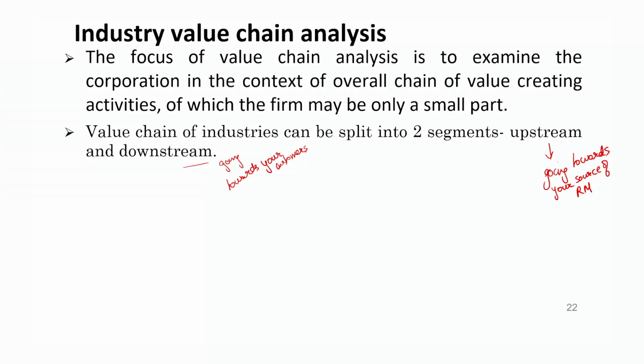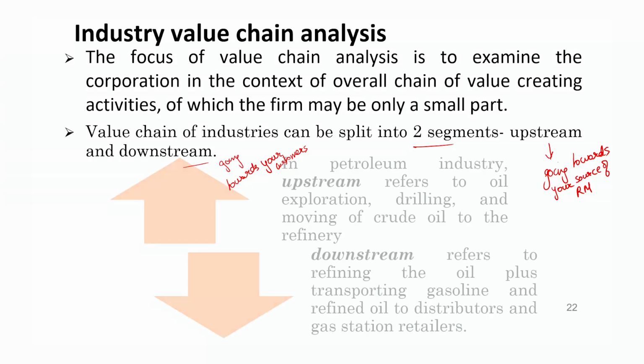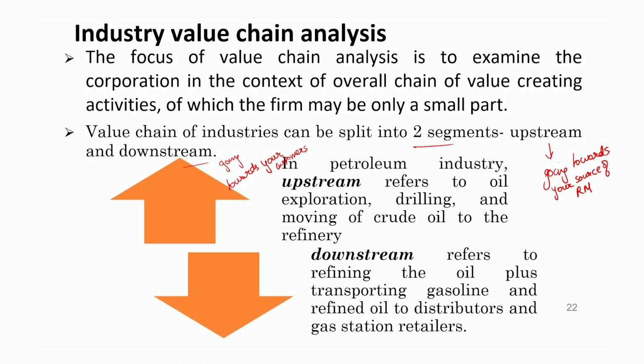Repeating again, a value chain of industry can be split in two segments, upstream and downstream. So, for example, in the petroleum industry, upstream refers to oil exploration, drilling and moving of crude oil to the refinery. Downstream refers to refining the oil and transporting gasoline and refined oil to distributors and gas station retailers.